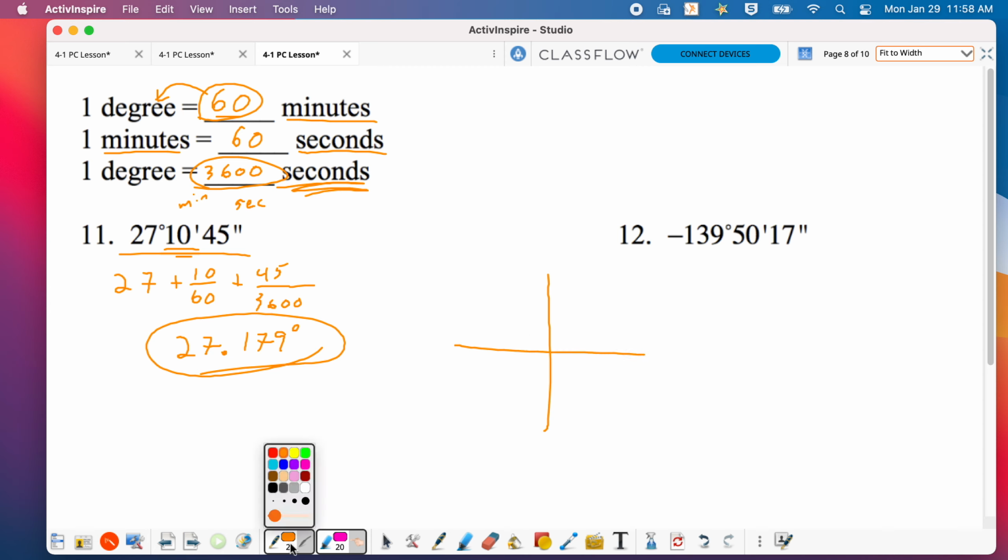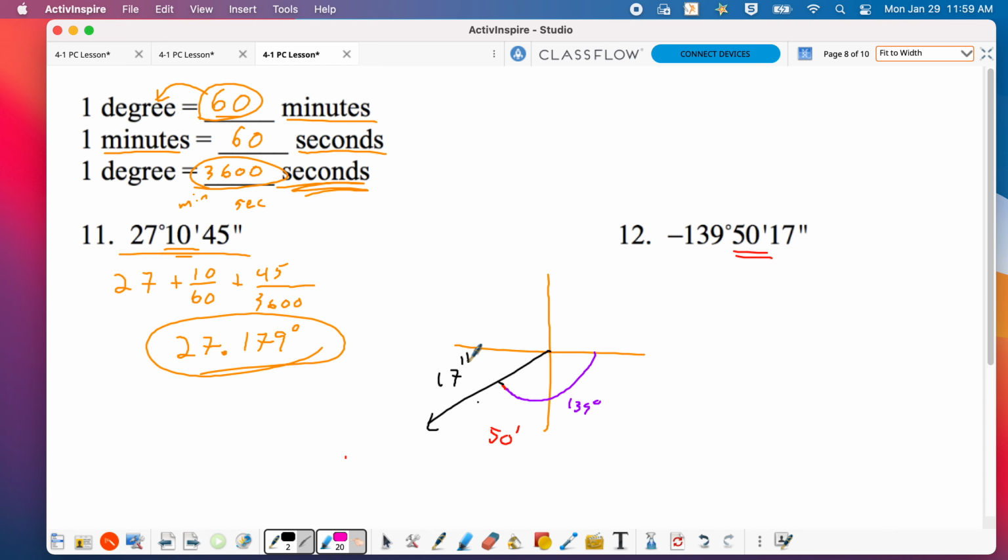All right, the idea for number 12. Negative 139 degrees, 50 minutes, 17 seconds. So what's going to happen here is I'm going to rotate down 139 degrees. All right, so it puts me here. What I want to do next is rotate 50 minutes. And then lastly, I want to rotate 17 seconds, which is just a little bit. Right here. It's not exact, but close enough. So that tells me my angle should be here.